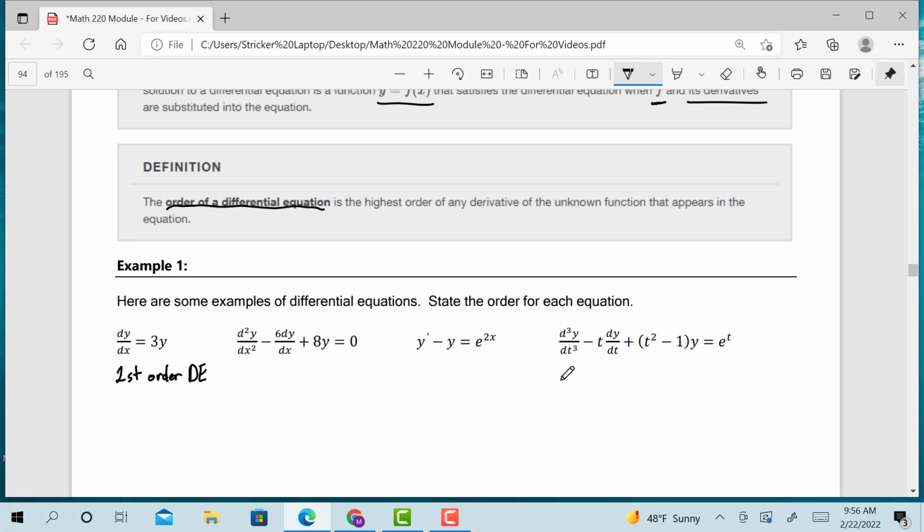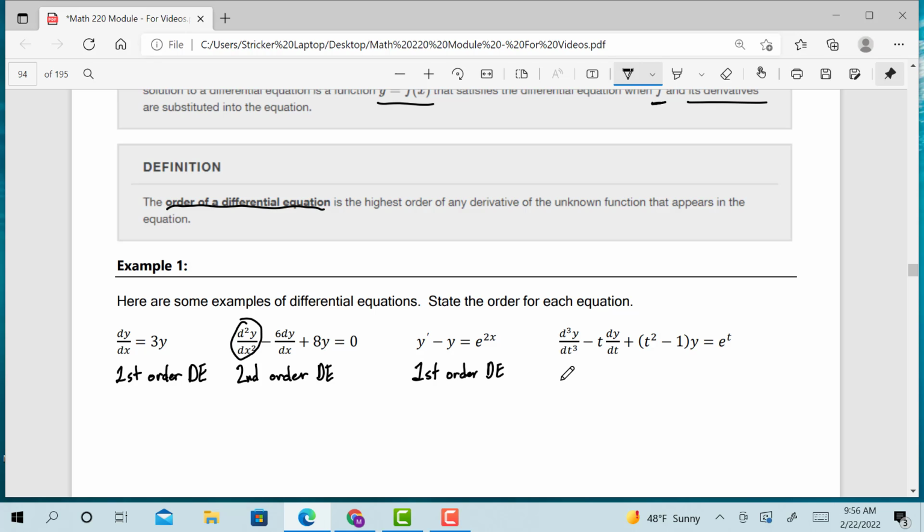All right, if you move on to the next one, you'll see a second derivative minus 6 times the first derivative plus 8 times the function equals 0. So here we have a second derivative. So this is a second order differential equation. All right. And the next one, we have y prime minus y equals e to the 2x. So the highest order derivative is first derivative. So this is again a first order differential equation.